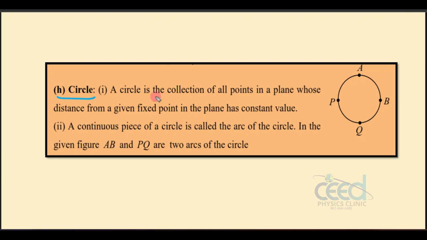See, a circle is a collection of all points in a plane whose distance from a given fixed point in the plane has a constant value. That means, suppose a circle from a fixed point, any point on this circle is at a fixed, constant value, and that is known as the radius.